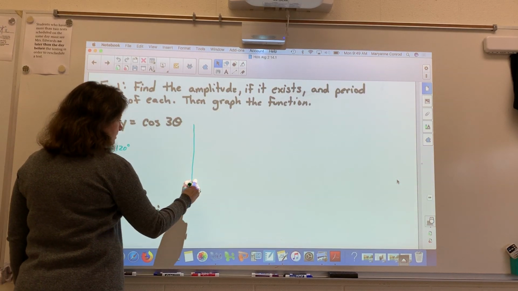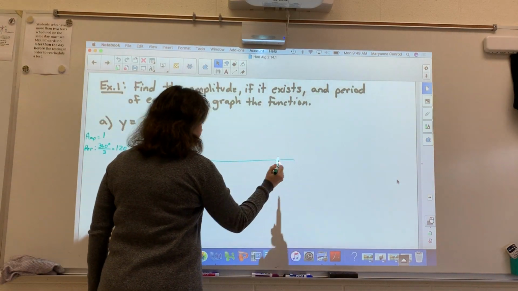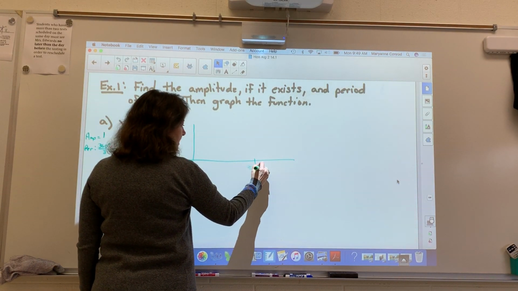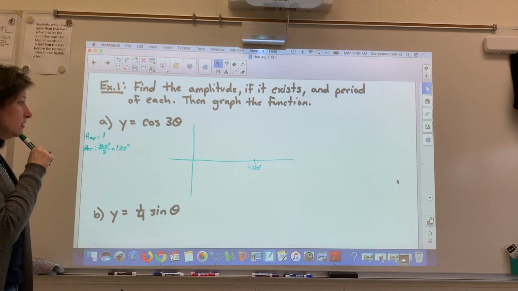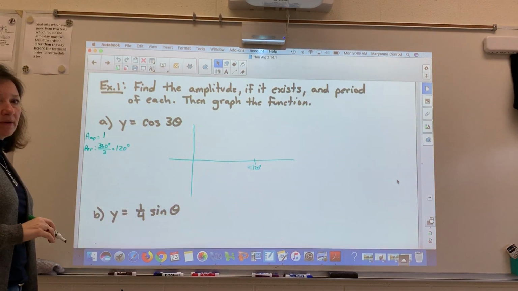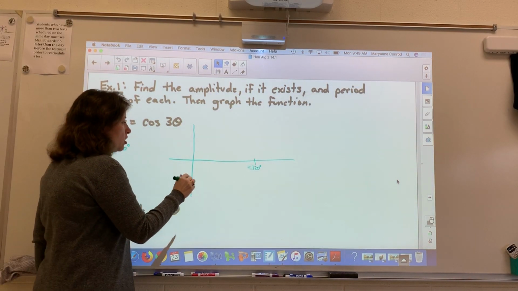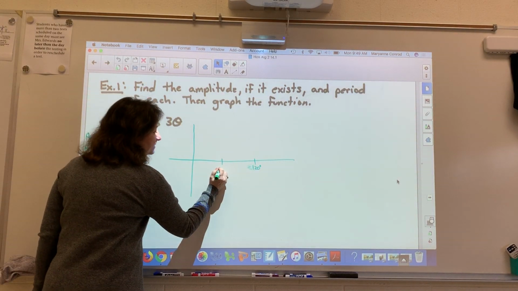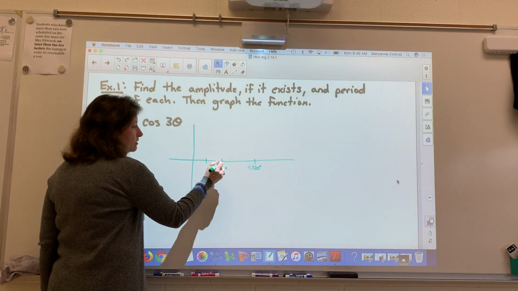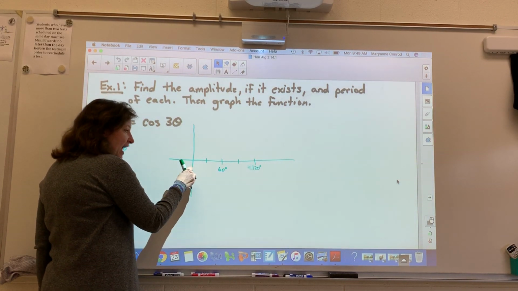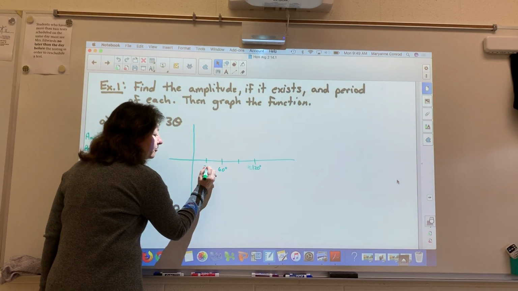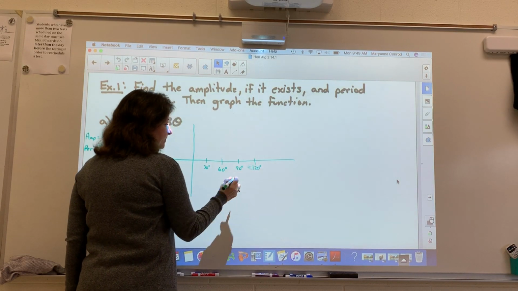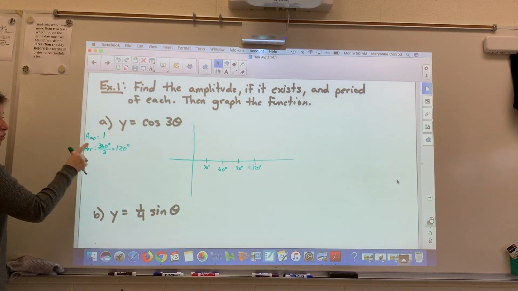So we're going to graph this cosine curve. What this means is by the time I get to 120 degrees, I should complete one cycle of the cosine curve. So we need to know other important points. We need to know the halfway point of the cosine curve. What would be halfway from 0 to 120? It would be 60. We also need to know the quarter point. So what's halfway between 0 and 60? That would be 30. What's halfway between 60 and 120? That would be 90.